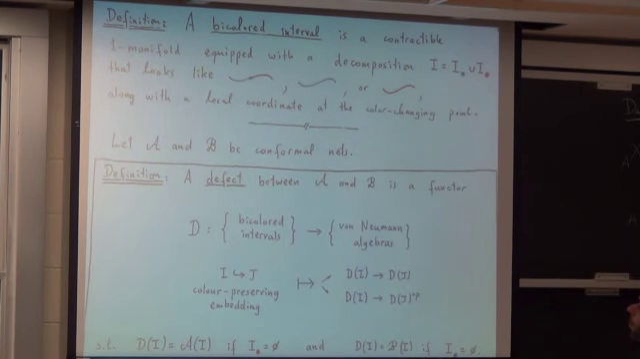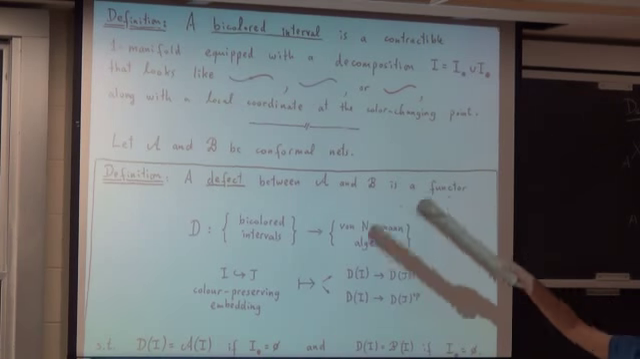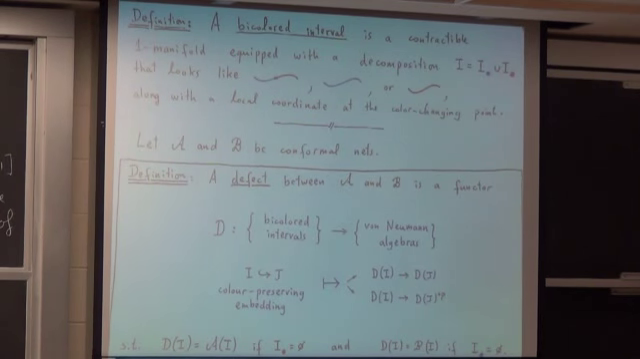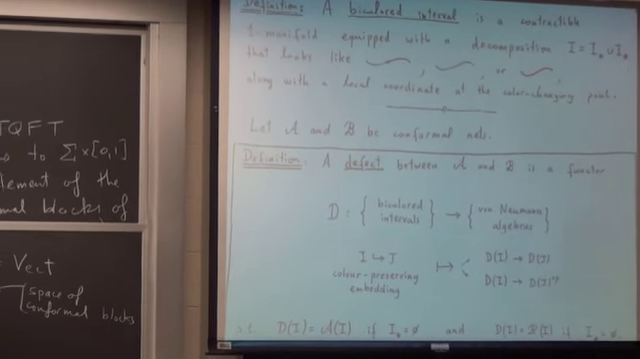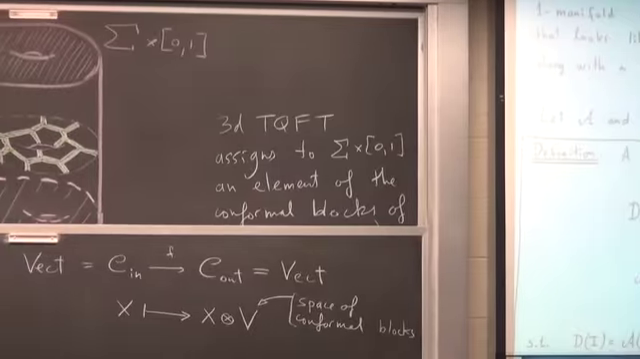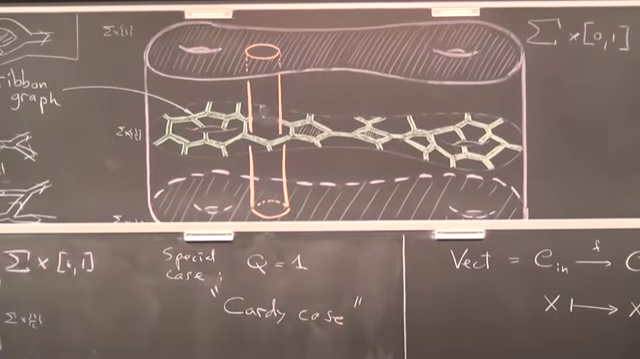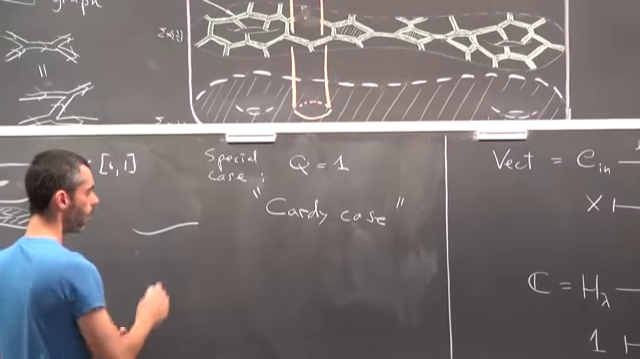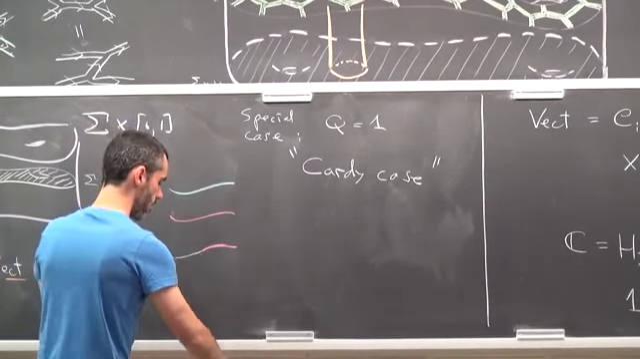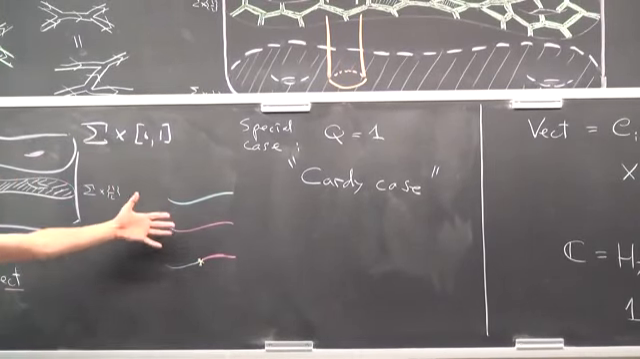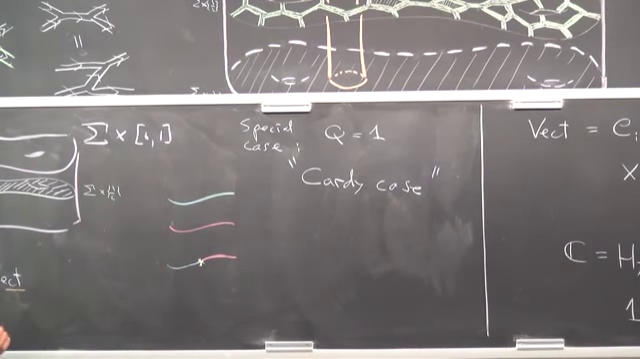What is a bicolored interval? Well, a bicolored interval is an interval, meaning one manifold that's contractible, I think that's diffeomorphic to [0, 1], equipped with a bicoloring. And a bicoloring is a decomposition of this manifold into two pieces of two colors. So say my colors are red and blue, then a bicolored interval is either all blue or all red or half blue, half red. It's one of those three cases. That's what a bicolored interval is.